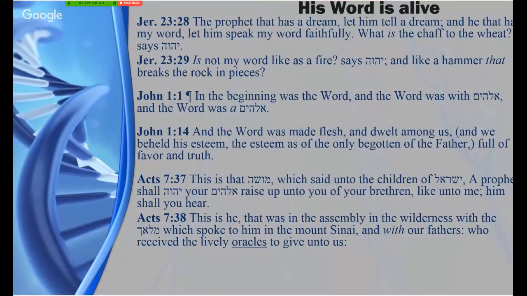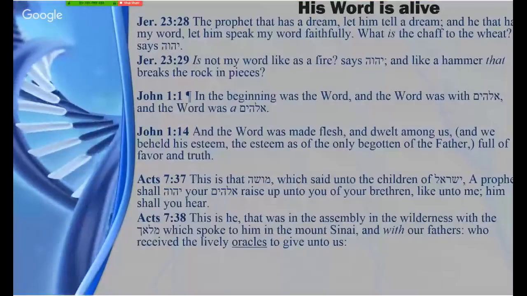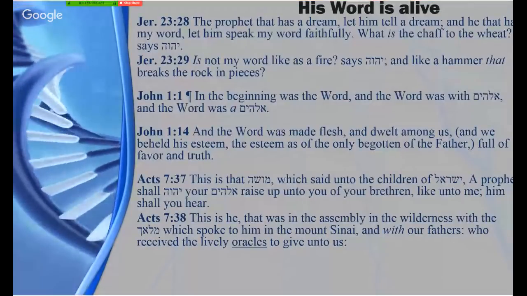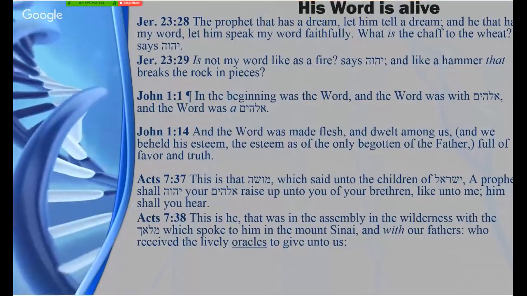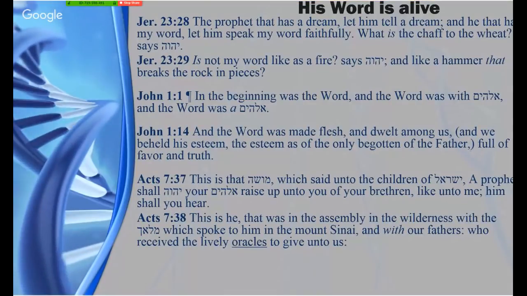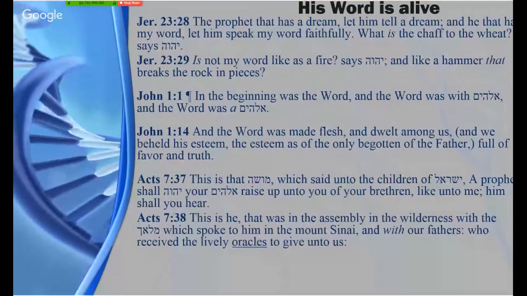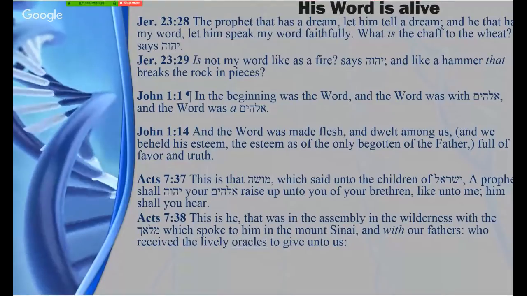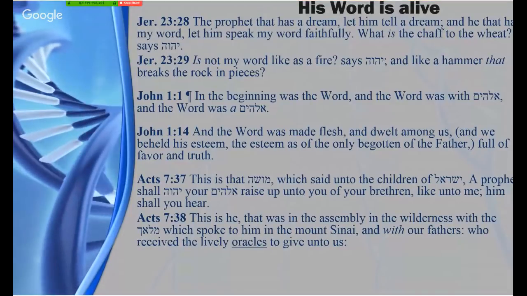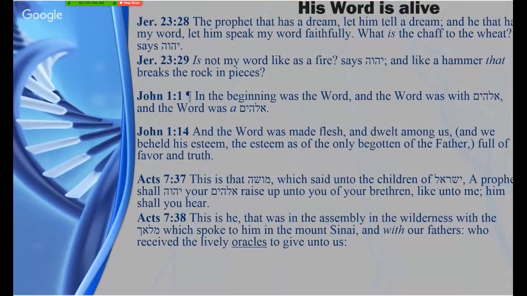This is not my day to go over syntax, but my point here is the word is something that is used by Elohim. Verse 14 says, and the word was made flesh and dwelt among us, and we beheld his esteem as of the only begotten, or the brought forth of the Father, full of favor and truth. So now this word comes on the scene in the flesh, it's supposed to have truth, right? You're supposed to be operating in this truth.